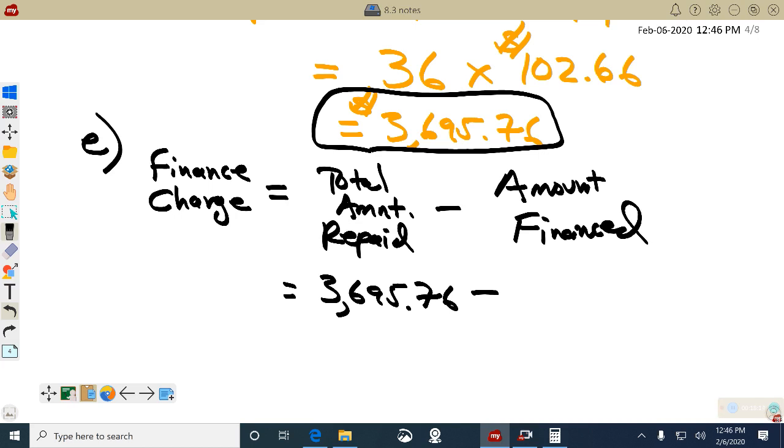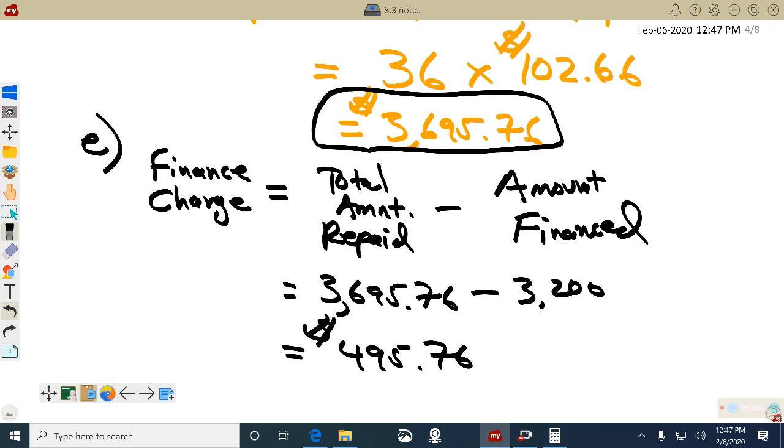Amount financed, $3,200, right? Thank you. So the bank makes $495 and how many cents off of Ingrid for lending her the cash.